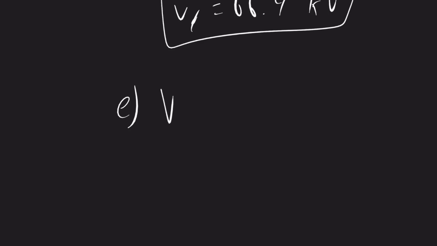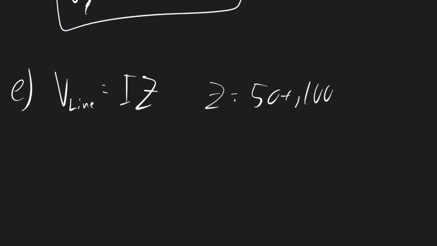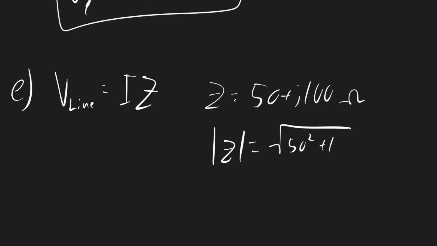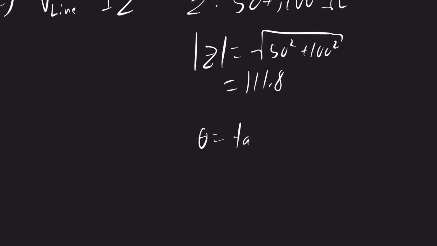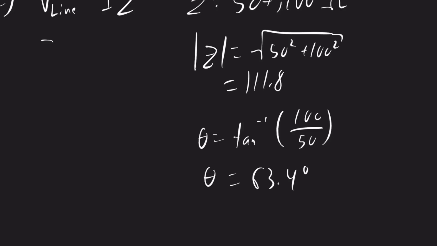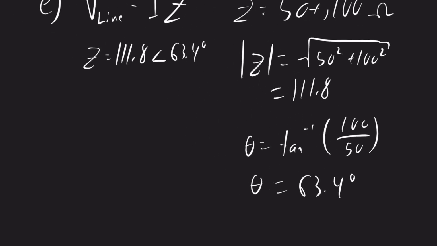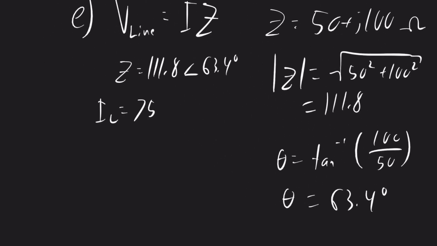Part E wanted the voltage drop due to the line. So this will be I times Z, and Z was 50 plus 100 j ohms. The magnitude of Z will be the square root of 50 squared plus 100 squared, which is 111.8. The angle will be tangent inverse of the imaginary part, which is 100, divided by the real part, which is 50. That will be 63.4 degrees. So Z will be 111.8 with an angle of 63.4 degrees. And I is the line current, which is 75.3 with an angle of negative 31.8 degrees.